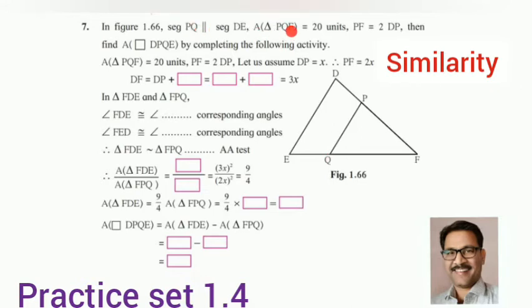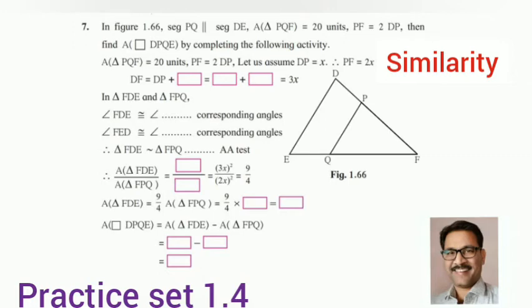Now, the area of triangle PQF is given, which is 20 square units. And PF is twice of DP. From this, we can find DF also. Then find the area of quadrilateral DPQE. We have to find the area of this quadrilateral. So we have to complete the activity.